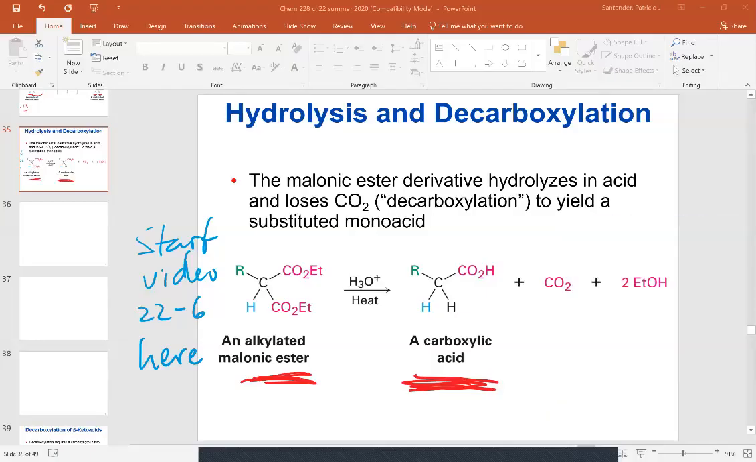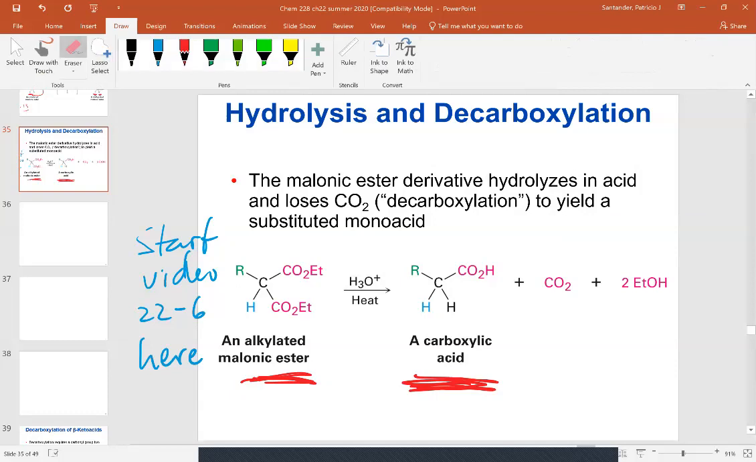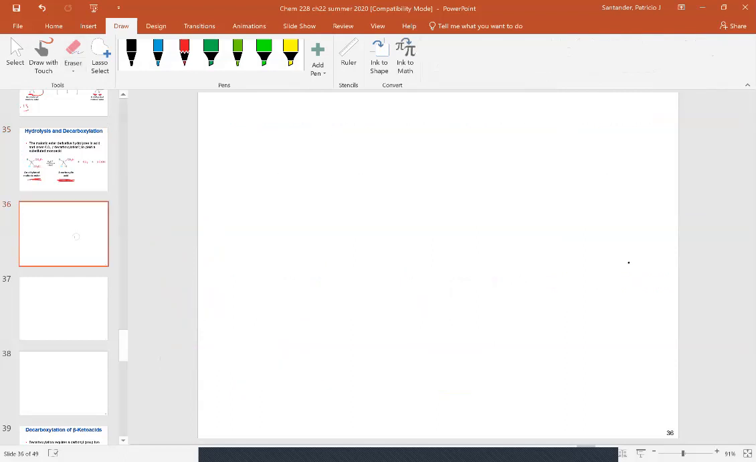Okay, so here we are going to do now an example of two alkylations followed by hydrolysis and decarboxylation. How about that? Okay, so let's go to a clean page. So let's say that I start with diethyl malonate. There you go, diethyl malonate.